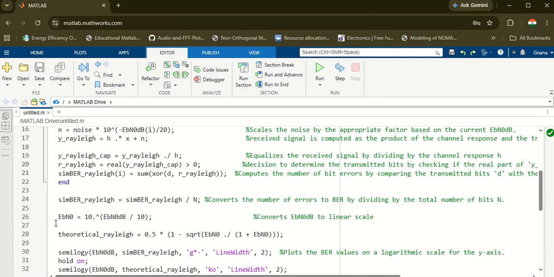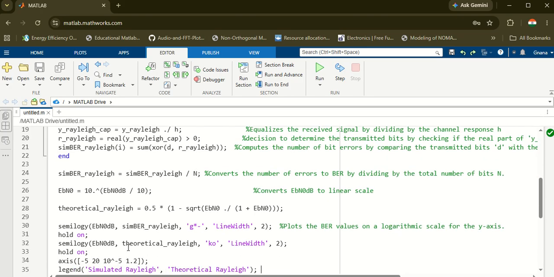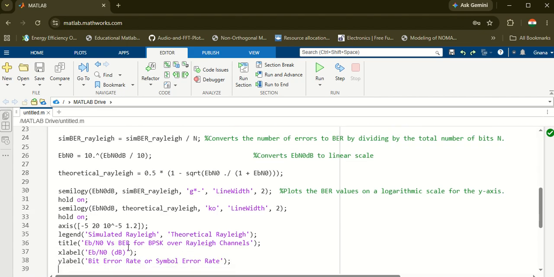So next is the calculation of the theoretical value of this Rayleigh model. By using this formula, I have calculated the theoretical value. Then I am going to plot both the theoretical value as well as the simulated value, and compare both by using this semilog plot. Why am I using this semilog plot? Because I have used a large number of transmitted bits. I have considered n, the number of transmitted bits, as 10 power 6, which is large. So for that I am considering this semilog plot. We cannot plot this on a linear scale, right?